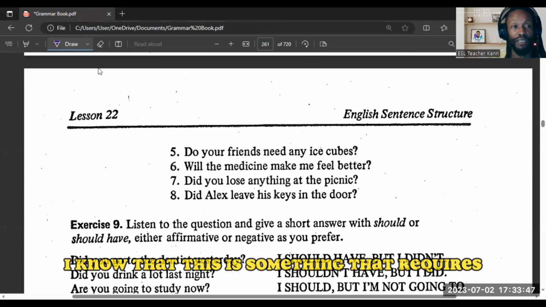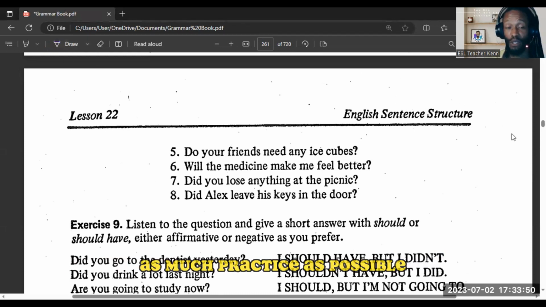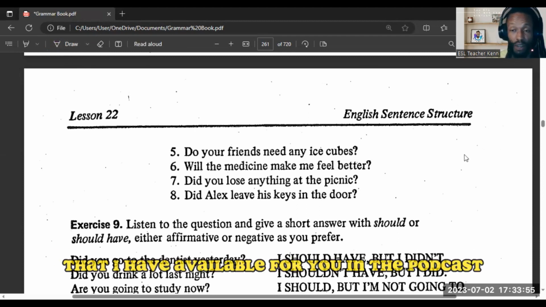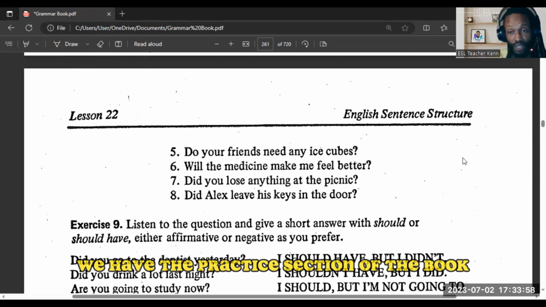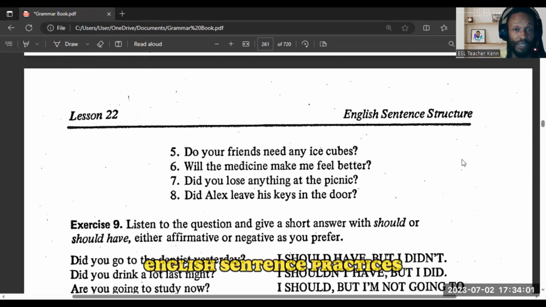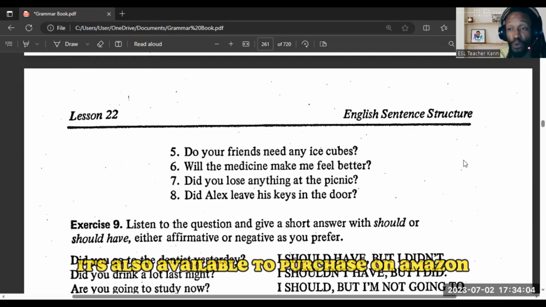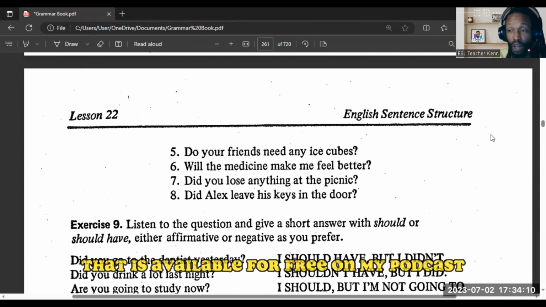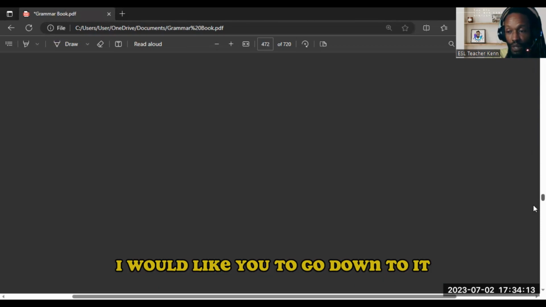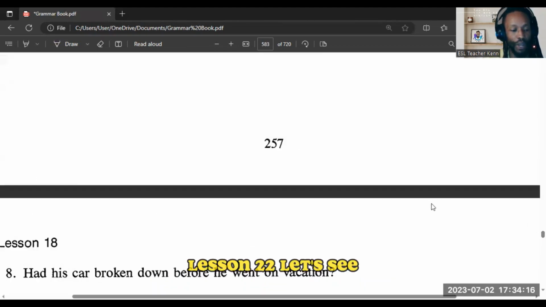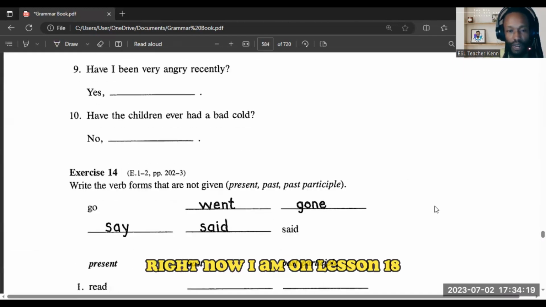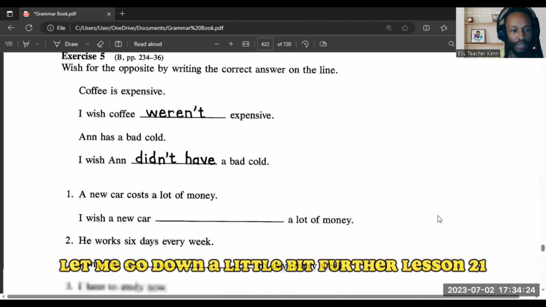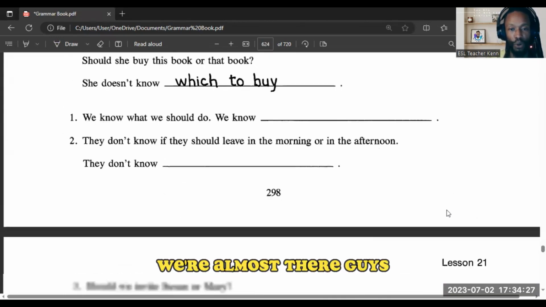I know that this is something that requires as much practice as possible, so I would like to remind you that within the PDF that I have available for you in the podcast, we have the practice section of the book, English Sentence Practices. English Sentence Practices is also available to purchase on Amazon, but if you are checking the PDF that is available for free on my podcast, I would like you to go down to the same lesson, lesson 22. Let's see, right now I am on lesson 18. Let me go down a little bit further. Lesson 21. We're almost there, guys.